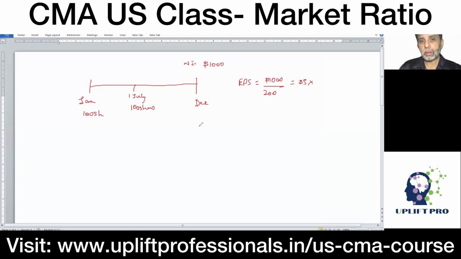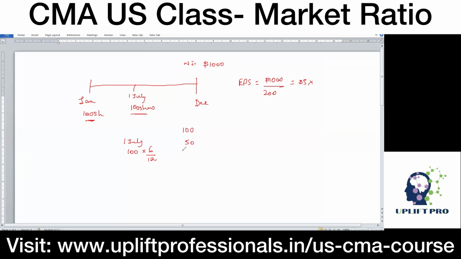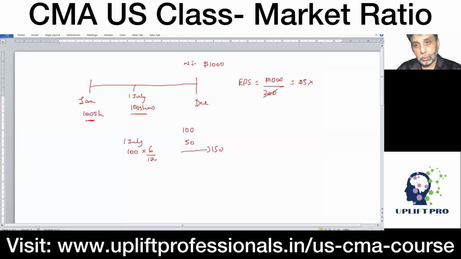This is not it because these shares were not available throughout. So you take this was available throughout. Okay, so you will take 100. And then as of 1st of July, it was 100 into 6 divided by 12 because it was outstanding for 6 out of 12 months. They used these shares for 6 out of 12 months. So that is 50. Am I right? Yes, you're right, sir. So 150.